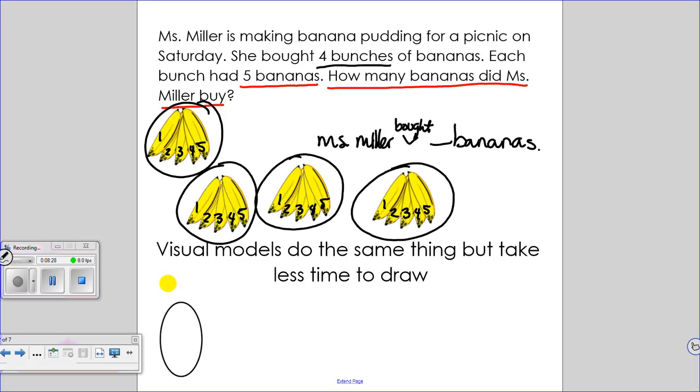I knew there were 5 bananas in each bunch because it tells me right in the problem. Each bunch had 5 bananas. It also tells me that I have 4 bunches.